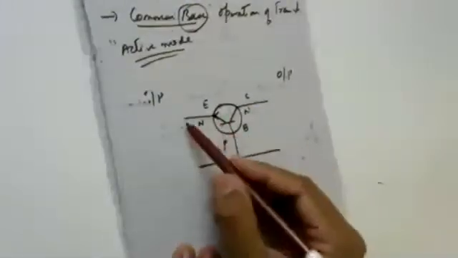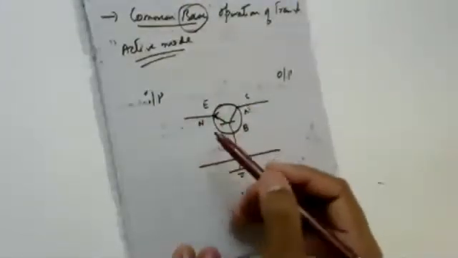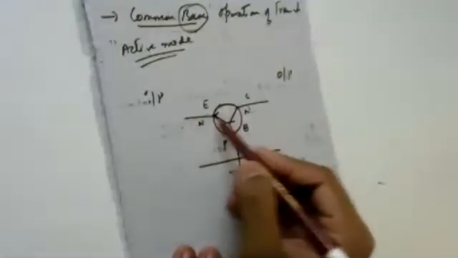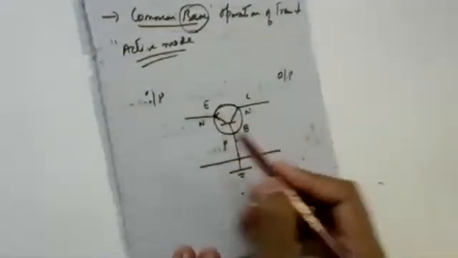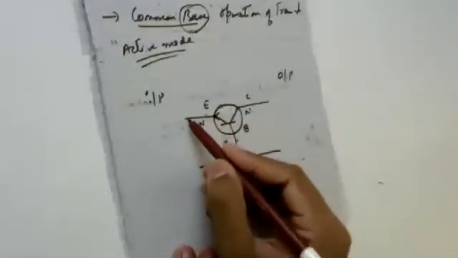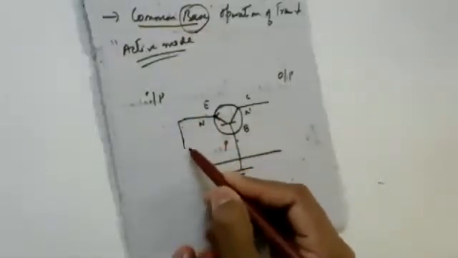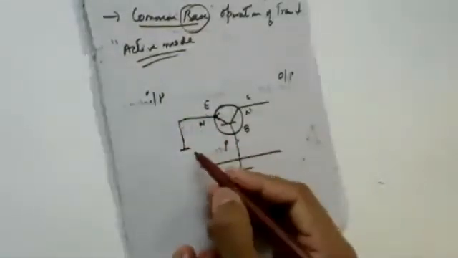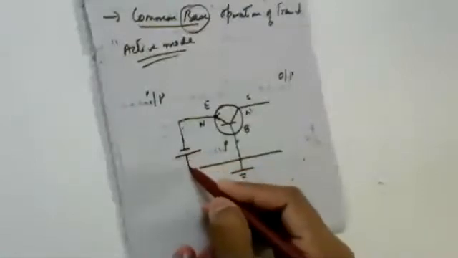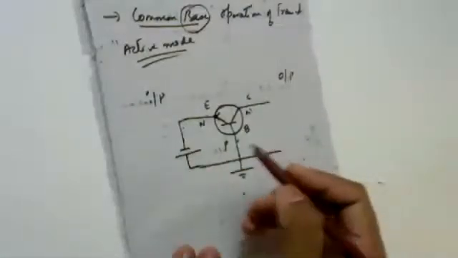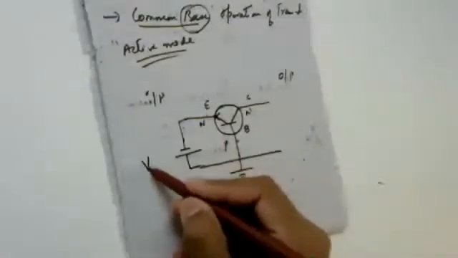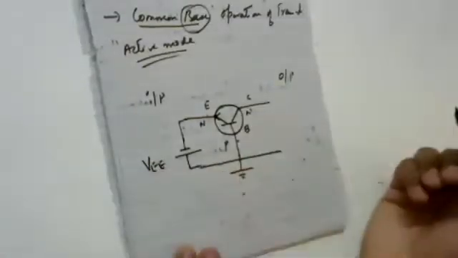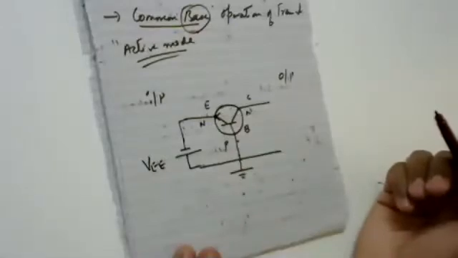So what will I be doing over here? Since I want to forward bias the emitter to base junction, I'll be connecting a negative terminal here and a positive terminal here. And I call this voltage VEE.